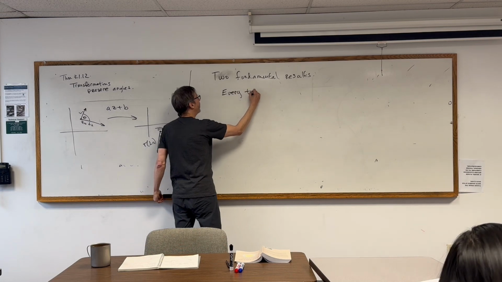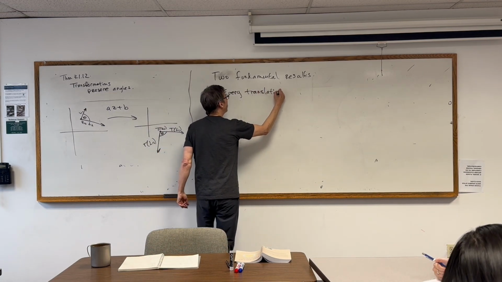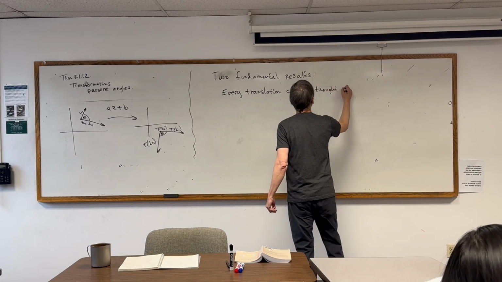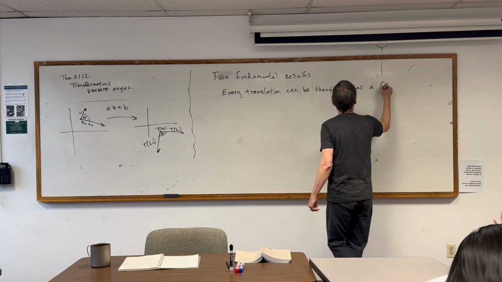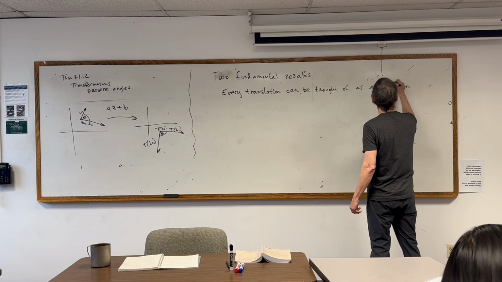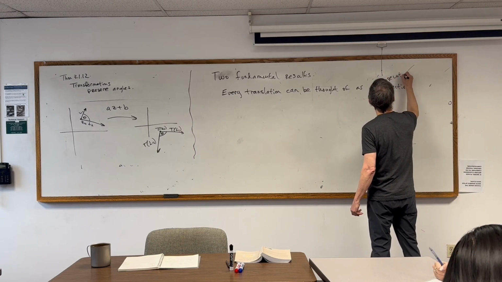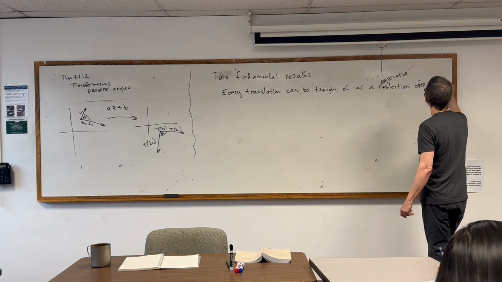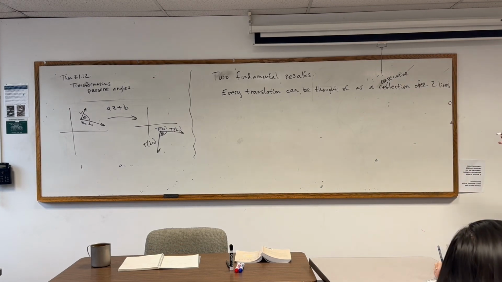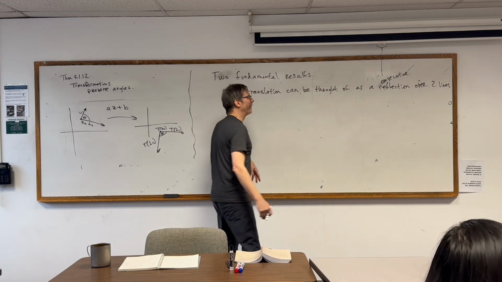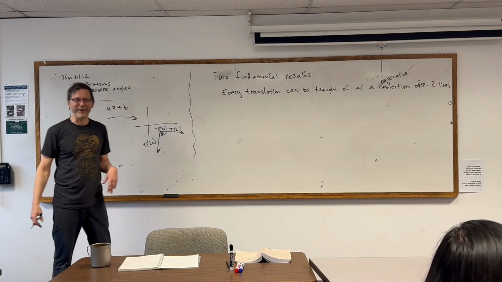every translation can be thought of as a reflection over two lines, as consecutive reflections over two lines. Let's just talk about that first. And then once you understand this, the rotation one. That word is consecutive, if that's not clear.